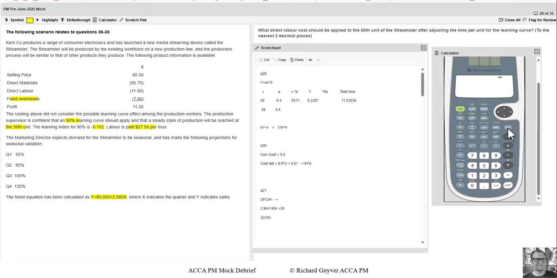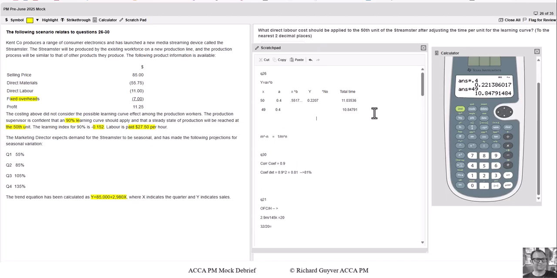And then we just do the same process again, but for x equal to 49. So 49 to the power of 0.152. Find the reciprocal of that. That's now x to the power of b, and multiply by 0.4. That's now given me the value of y. Multiply by 49. That gives me the total time.